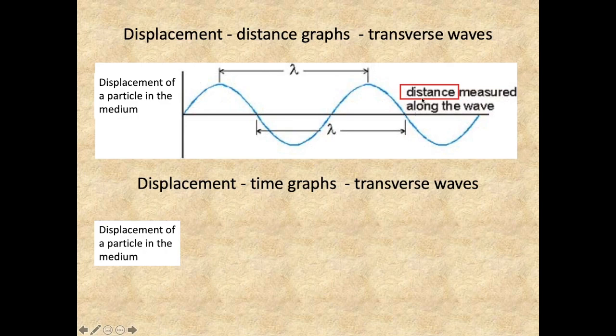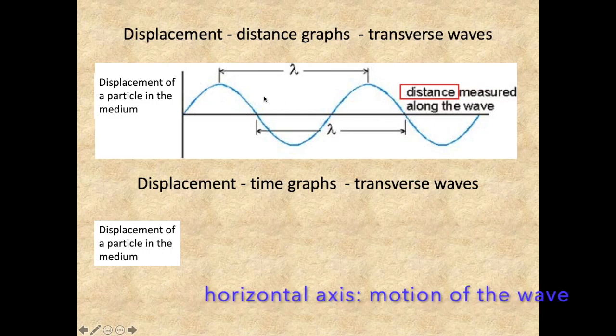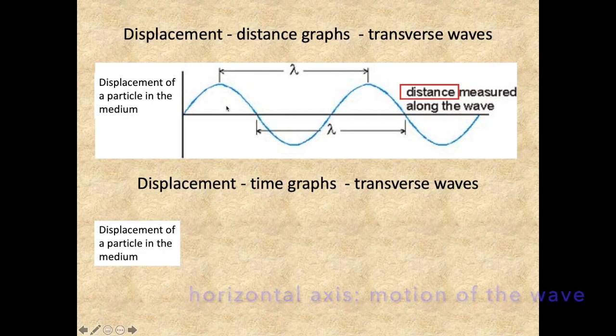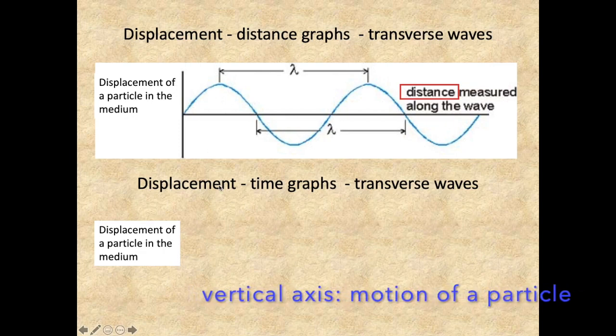So we plot displacement of a particle in the medium versus distance measured along the wave, which is why the distance between two crests will give us the wavelength. And the reading of that number right there would be the amplitude.